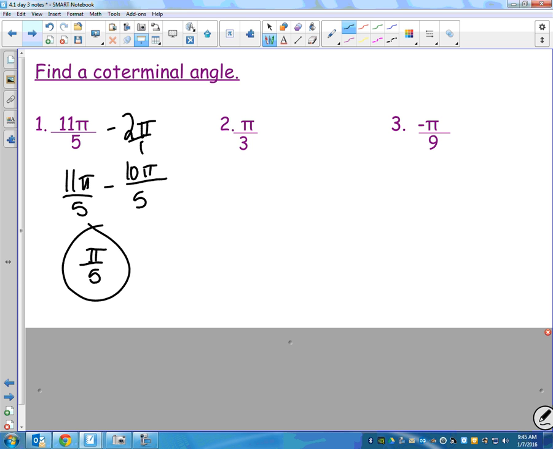Okay, so I'm going to let you do pi thirds and negative pi ninths for a minute. Your choice. Add 2 pi, subtract 2 pi. Add 4 pi, subtract 4 pi. I don't care what you do. Except for, like on number 3, I'll give you the hint. I'm going to add 2 pi to make it a positive angle. But on this one you can do it.